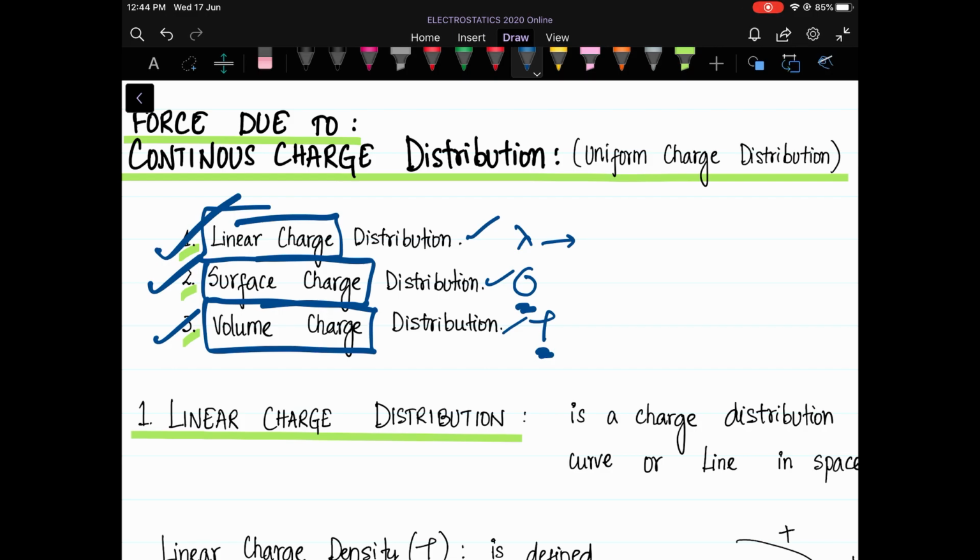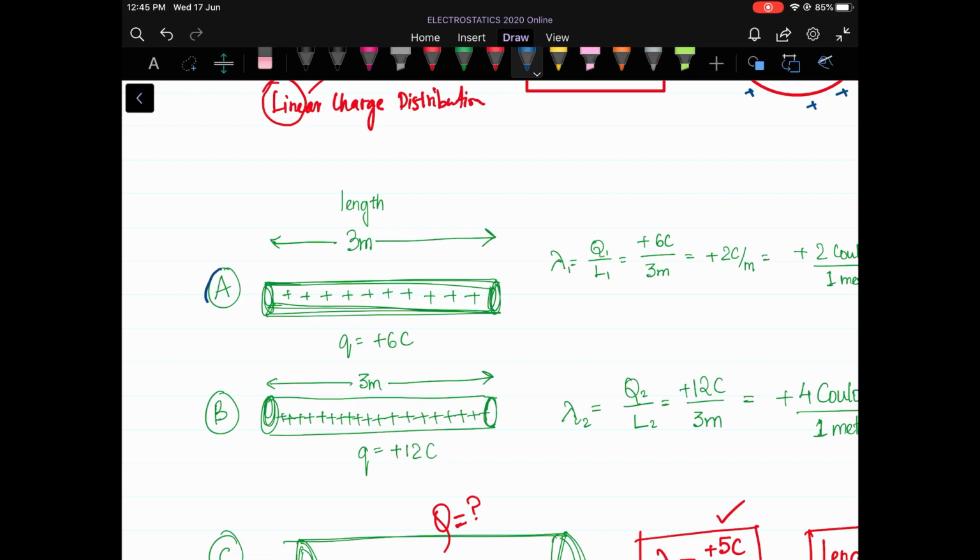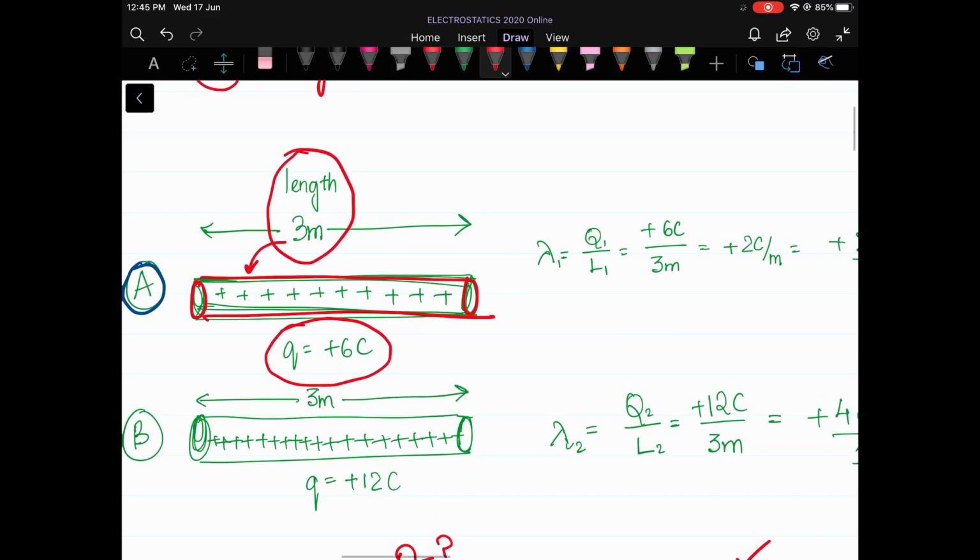To tell you what it means, let me show you this example. Suppose case A, we have a rod where the charges are distributed throughout the length of this rod. Then the type of distribution we have to call linear charge distribution. If I tell you that the length of the rod is 3 meters and the total charge present in this rod is plus 6 coulombs, then we define our lambda, which I have called linear charge density, as the amount of charge present in this length per unit.